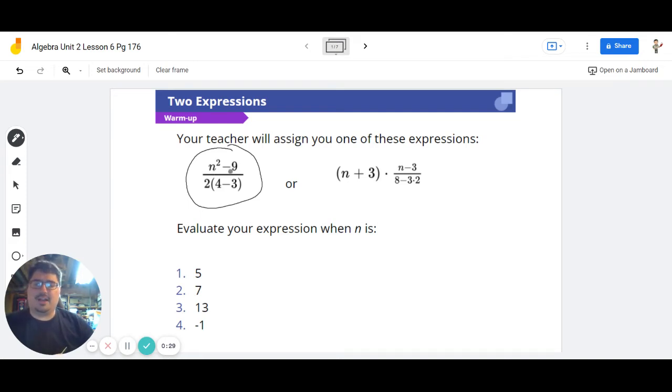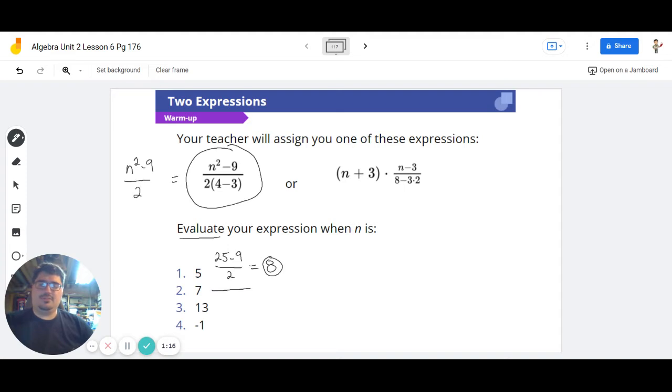Here it's n squared minus 9 divided by 2 times the quantity 4 minus 3. Now, I like this one because we can do some simplifying. N squared minus 9 divided by, well, 4 minus 3 is just 1, right? 2 times 1 is just 2. So n squared minus 9 divided by 2. And here it says evaluate your expression when n is 5. So if n is 5, that means we have 25 minus 9 divided by 2. So that's equal to 16 divided by 2, which is 8. So for number 1, that's 8.